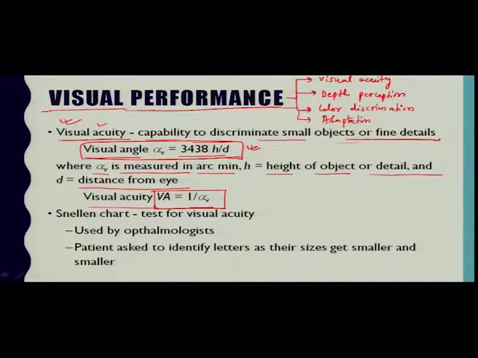And there are other things also which we use to test for visual acuity, that is the Snellen chart, which is used by ophthalmologists, and the patient is asked to identify letters as their sizes get smaller and smaller. So we will discuss these things.